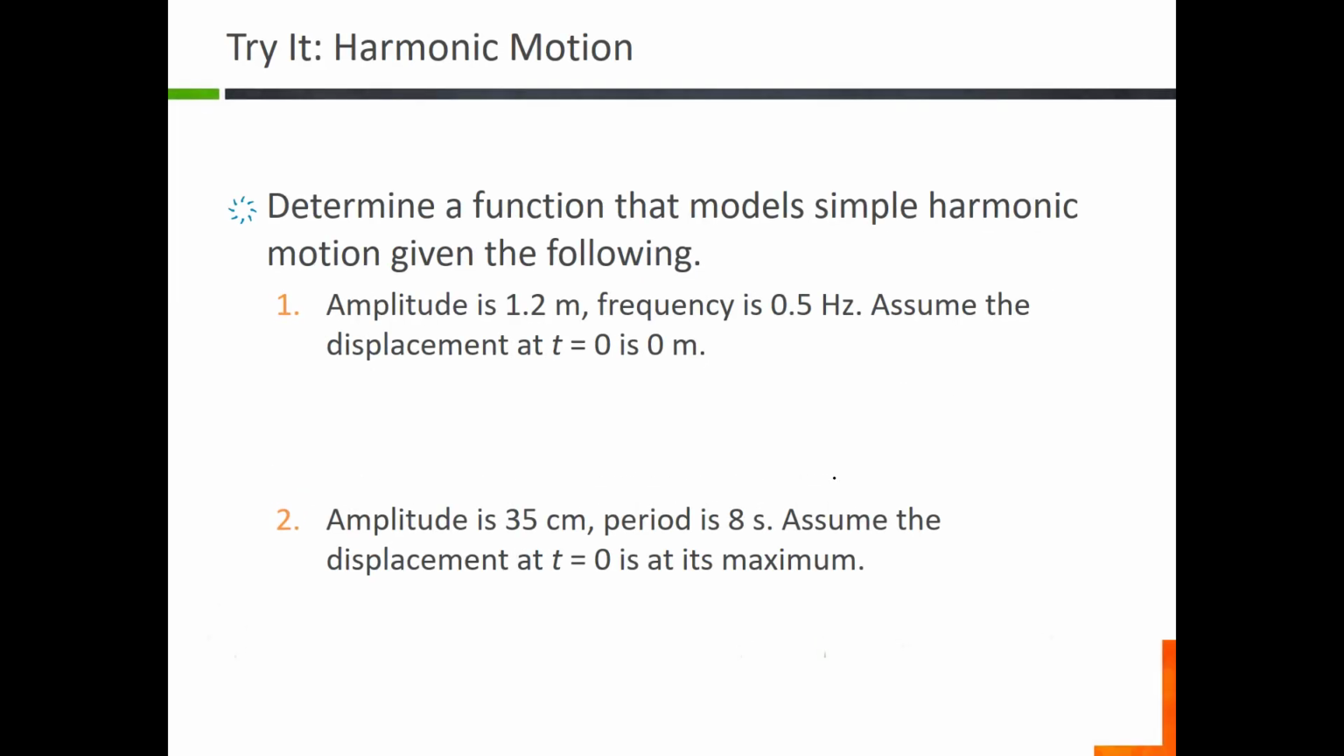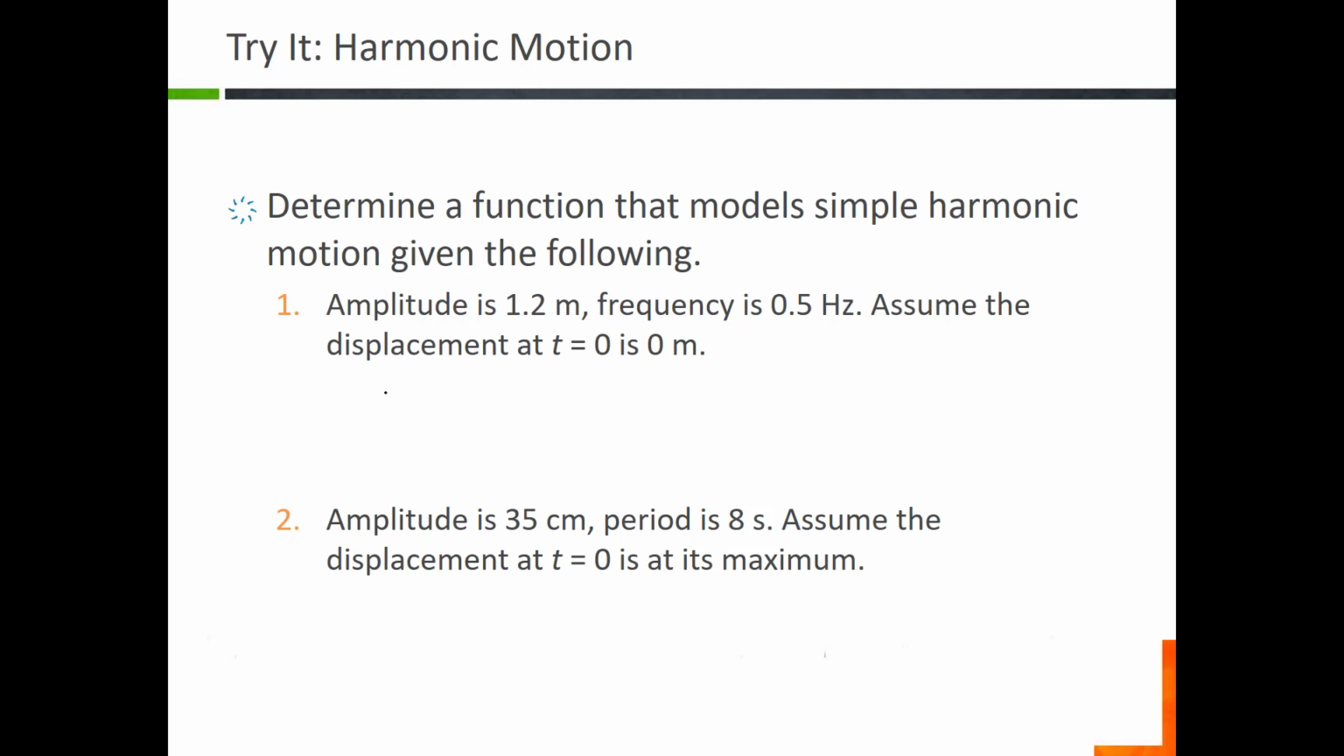All right, so let's just look at a couple simple examples here. We want to write our simple harmonic motion functions. And again, just two examples here, and then we'll look at a more involved application. For the first one, we are given that an amplitude is 1.2 meters. The frequency is 0.5 hertz, which is abbreviated Hz. And we're going to assume that the displacement at time equals 0 is 0 meters. In other words, it's starting at the middle of the graph.